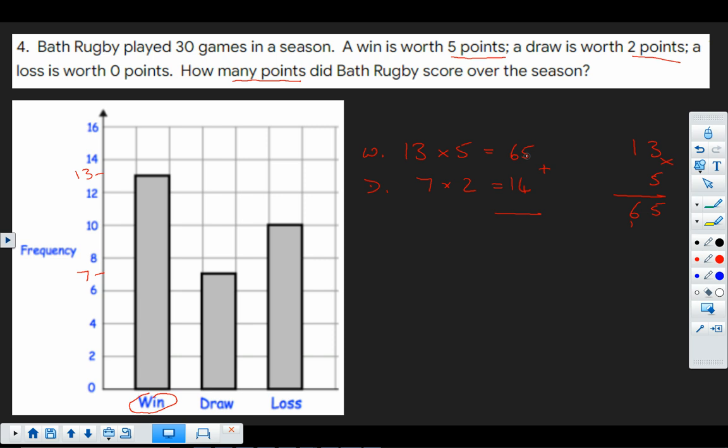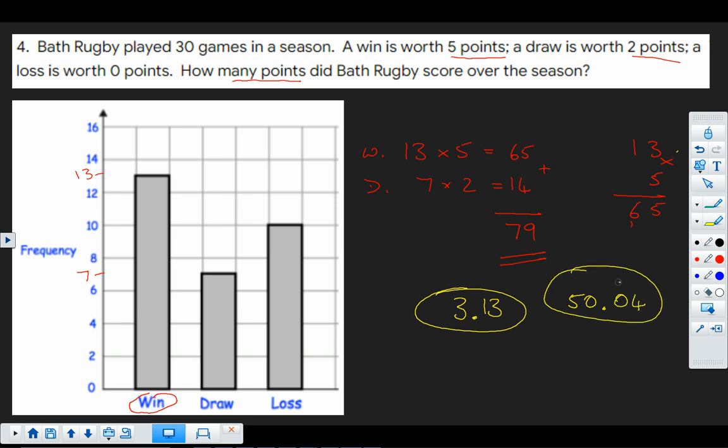We want to add those together. 5 and 4 is 9. 6 and 1 is 7. So the answer there, 79. Two nuggets that I think are worth going and practicing: 3.13, but also in relation to bar charts, 50.04. Have a quick look at those two.